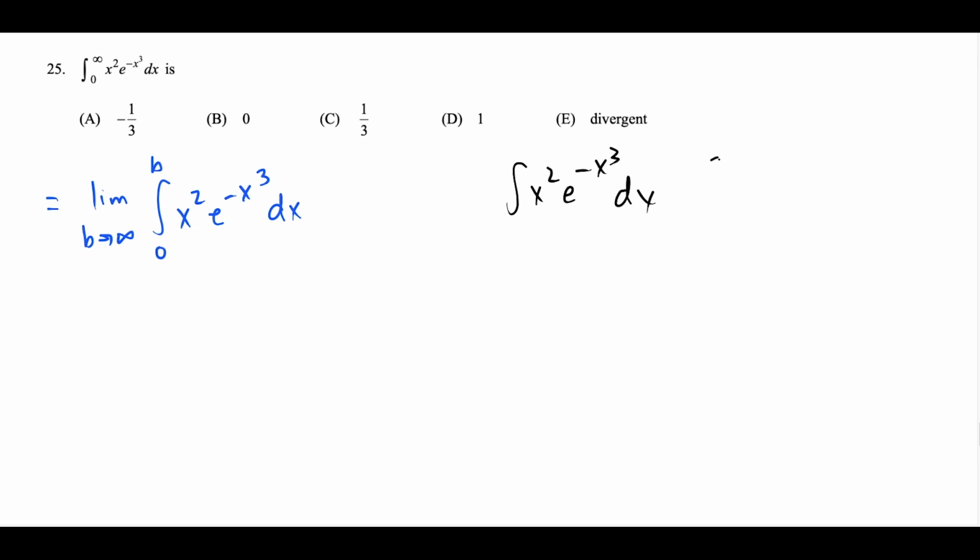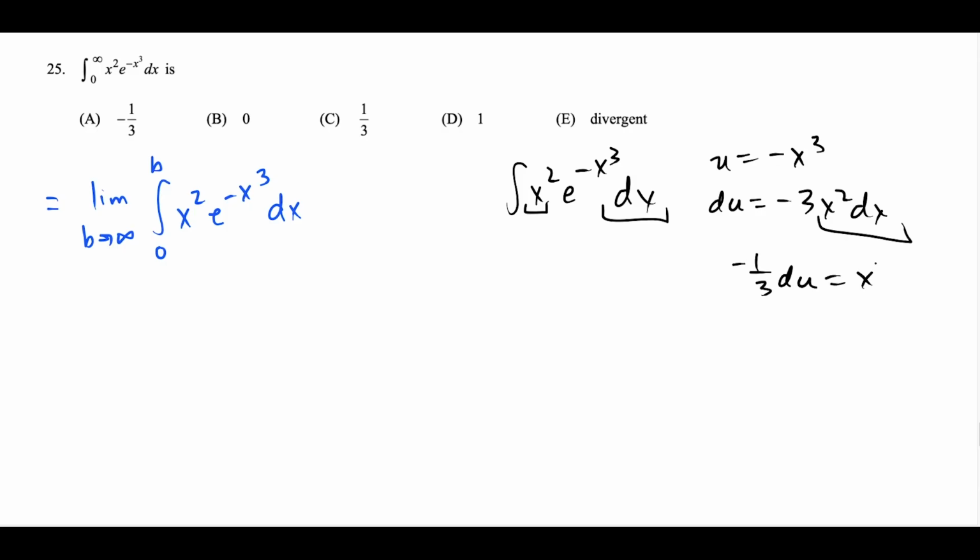And we're going to use a u substitution. u equals negative x to the third. So then du is equal to negative 3x squared dx. And since there's only an x squared dx left, I'm just going to solve for x squared dx. And that gives us negative 1/3 du equals x squared dx. So now we make the substitution. We have e to the negative x cubed, but remember that's u. And then x squared dx is negative 1/3 du.